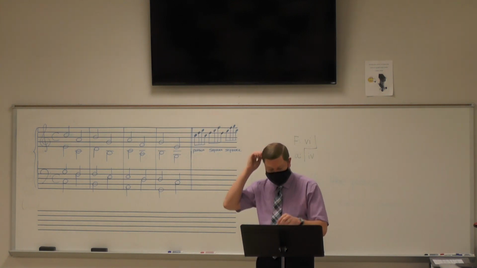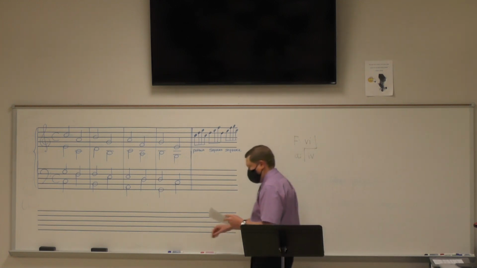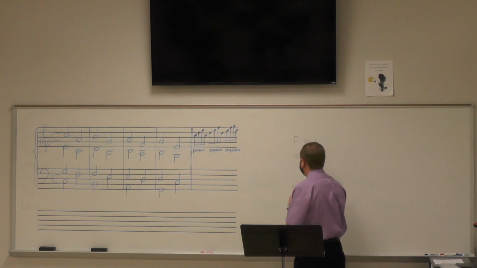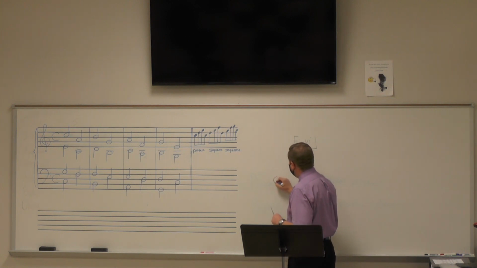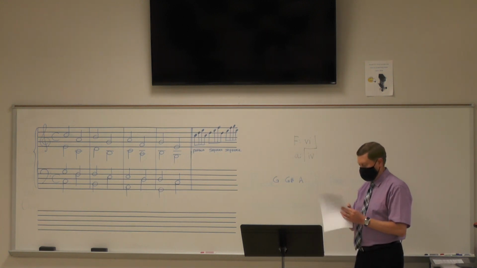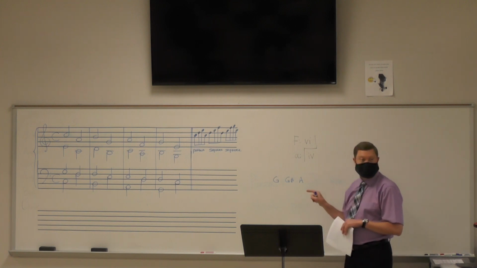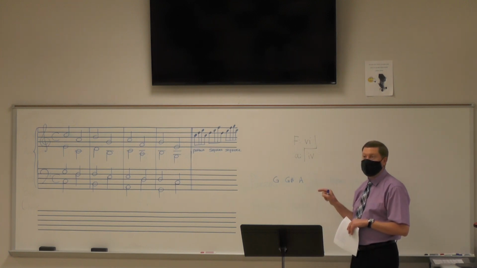The chromaticism in section B should be, if you did follow the instructions correctly, the pitches G, G sharp, and A. And these three notes should be circled in your music.